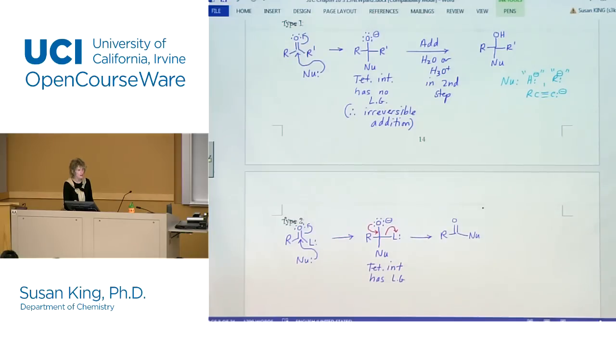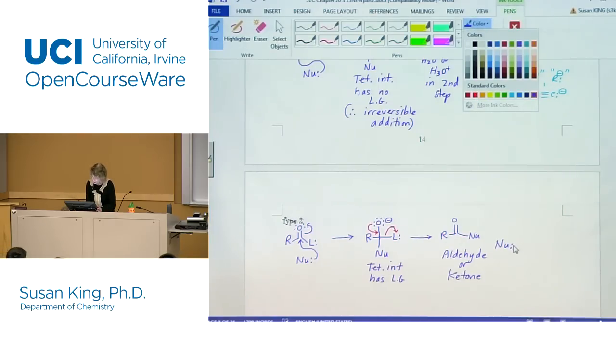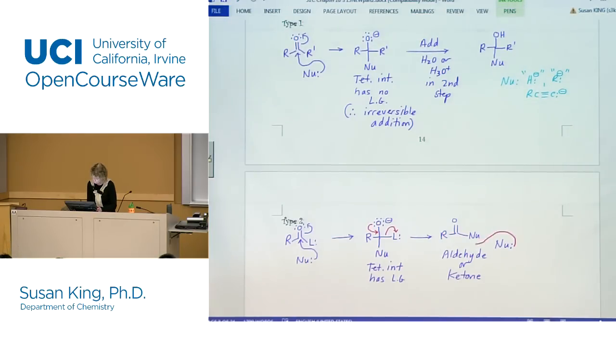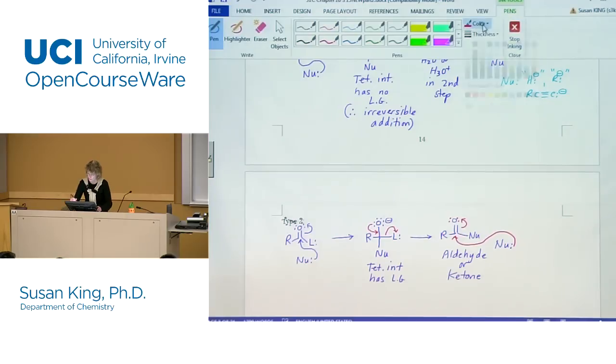Because this is an aldehyde or a ketone, the reaction is going to happen again, because we just did it right here. When we add these nucleophiles here, we get that. So we have an aldehyde or a ketone here as our product, and the nucleophile is going to add again, just like it did on the previous page. One more time. We get a second tetrahedral intermediate.